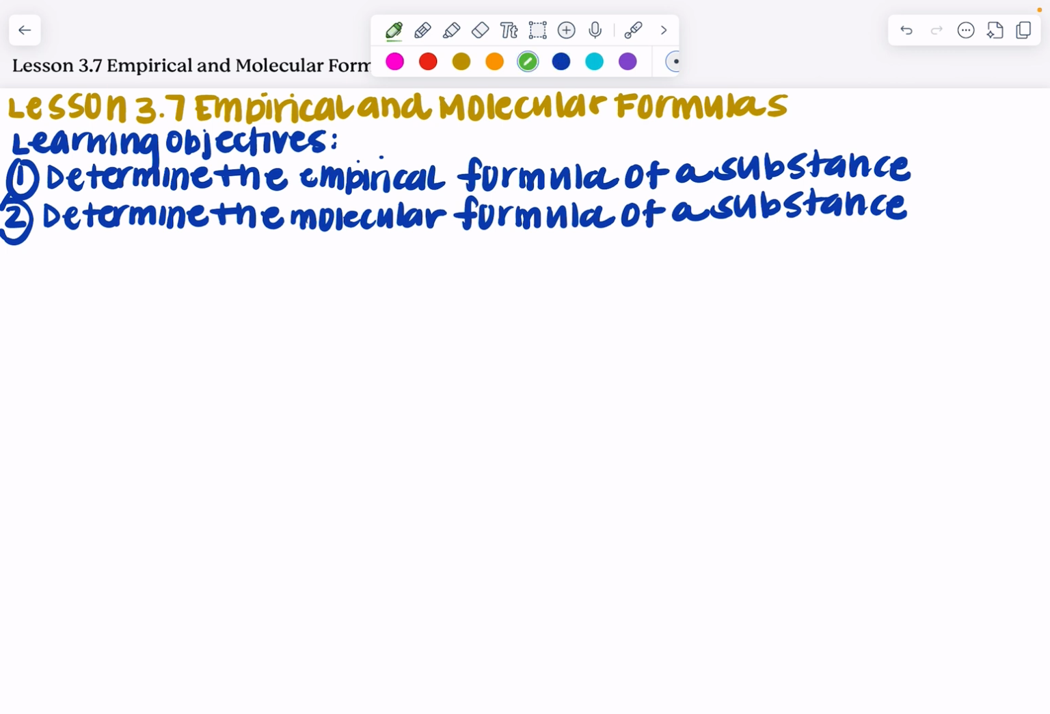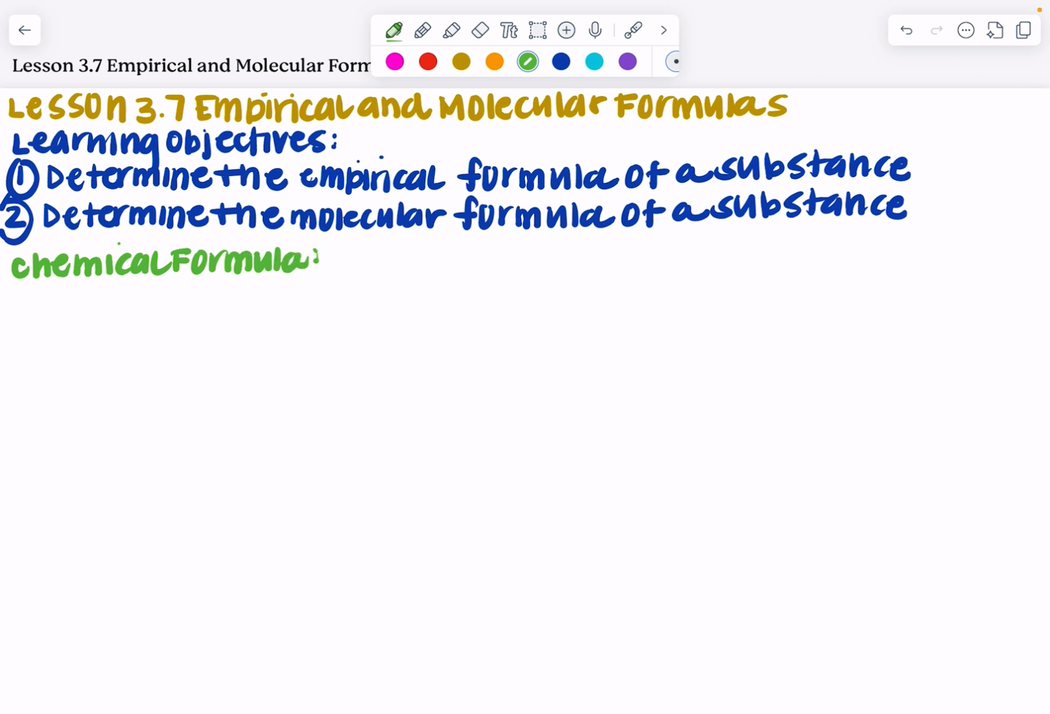Today we're going to talk about empirical and molecular formulas. One of the coolest things that we can calculate is that just by being given the mass of something, you can literally find the formula. A little bit of review: chemical formula.